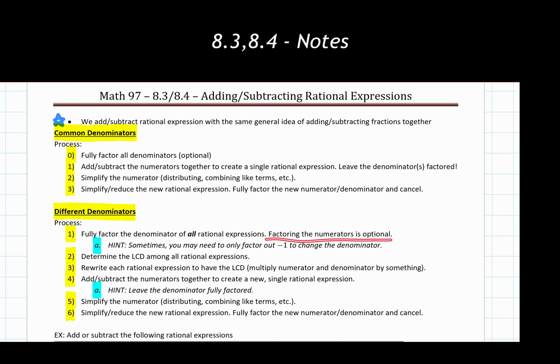If you would like to factor the numerator, you can. I do not think it is necessarily a required step though. So if you are wondering whether you should or shouldn't do it, please make a note that factoring the numerator is optional. And if you're unsure, I would default to leaving the numerator as it is. We'll deal with it later.